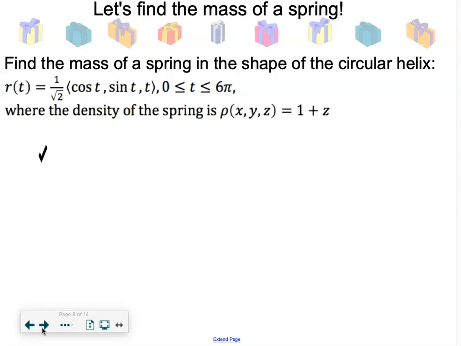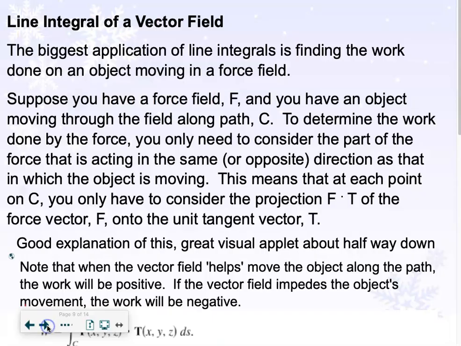So, quiet please. If they call the function r of t, if you remember back to chapter 13, all of the paths that we traveled on were called r of t. And if you remember, velocity was our r prime. So our r of t is like the path, kind of like your c that you're traveling on from 0 to 6 pi. And remember that the line integral of the density gives you the mass of the wire, right? Okay, all right, so moving on.